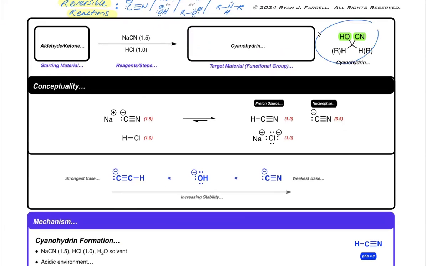A cyanohydrin is a carbon where we have both a CN attachment, a nitrile functional group, the cyano portion, and an OH group, aka hydrin, cyanohydrin. We derive cyanohydrins from aldehydes and ketones when we react with NaCN and HCl. Please notice that the NaCN is specifically in excess.